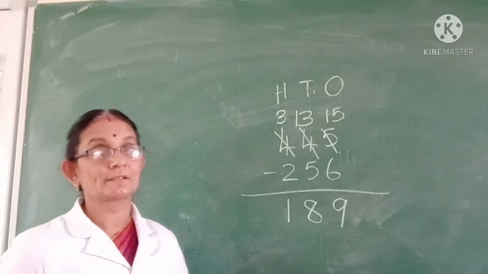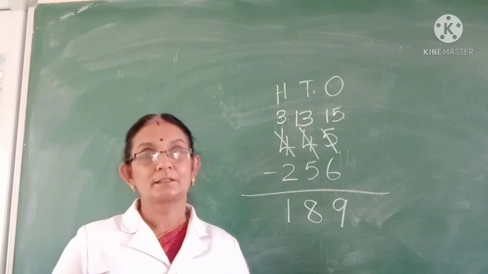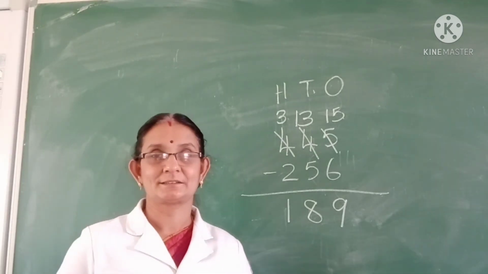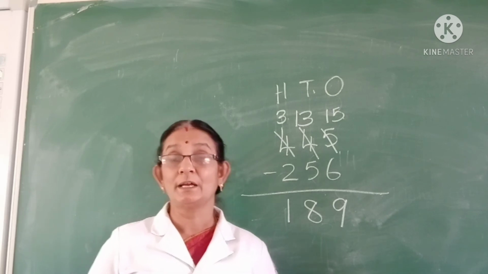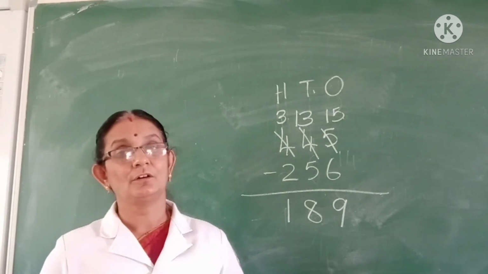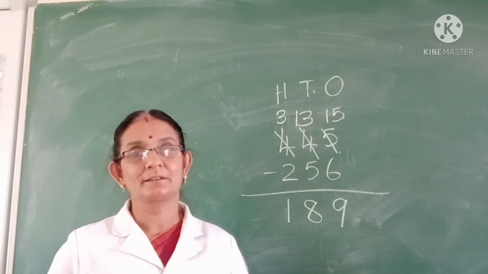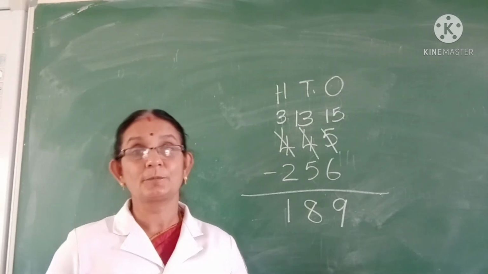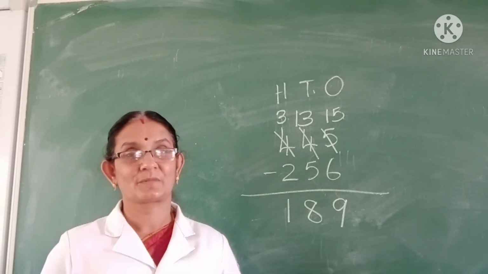Okay. So children, this is how we subtract 3-digit numbers with regrouping in tens and hundreds place. So children, I hope you have understood how to do addition and subtraction of higher numbers. Practice more problems, children, and work out story problems in it so that you can learn the concepts very easily.